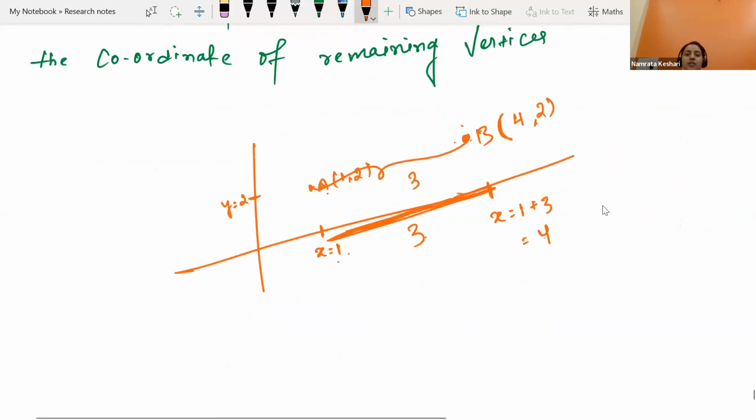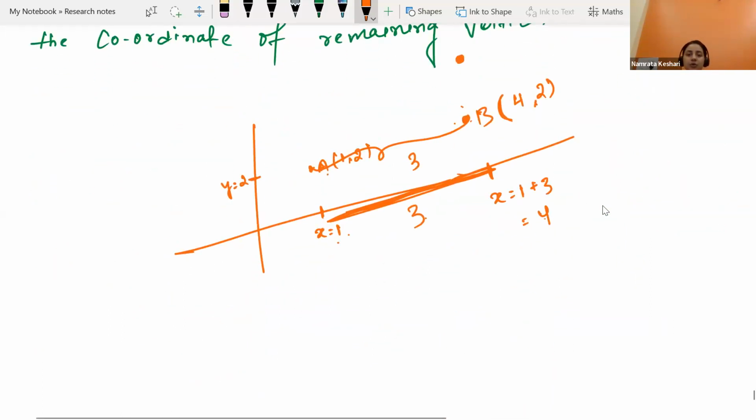Now there is a random point C over here. The distance between B and C, this vertical distance, is 3. That means x will not change. X will remain 4 and y will change. The vertical distance is 3, so now 3 more, we need to take the height. So y will be 3 plus 2, 5. Yes or no? Yes, ma'am.